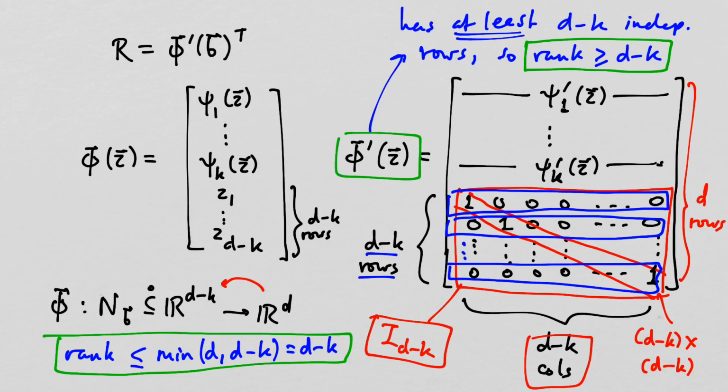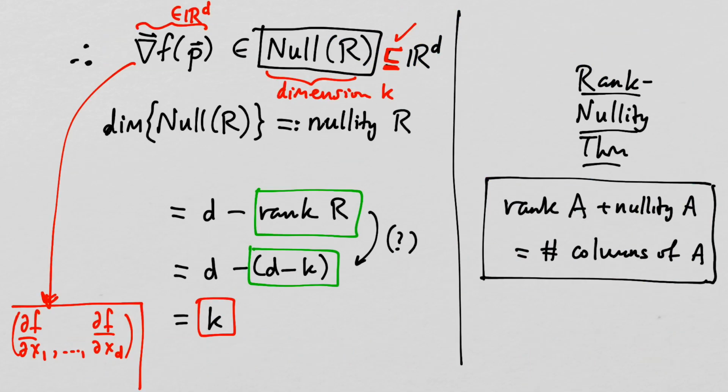That's this matrix here. But R is just the transpose of that. And a matrix and its transpose have the same rank, always. So that proves that R has indeed a rank of precisely d minus k. That validates this calculation. It shows that this null space here, the null space of R, is a subspace of D space, which has dimension precisely k. And we know that the gradient of f at the point P is an element of that space. Good. So our next step is going to be to find a basis of that space.